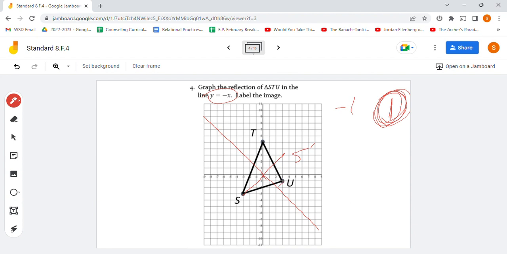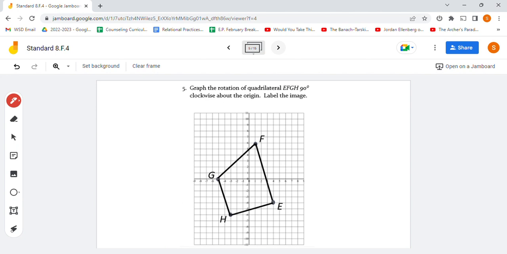U is 1 corner away, so we're going to go 1 corner over to the other side, and that would be U prime. And T is a teeny bit trickier. It's 1, 2, and a half to get to the line. So let's go the half, and then we'll go 1, 2 over to the other side. That gives us our point T prime, and then connect the dots, T, U, S, and we have our new triangle right there. So again, we just go perpendicular to our line of reflection and count the distance on one side and match that distance on the other side.